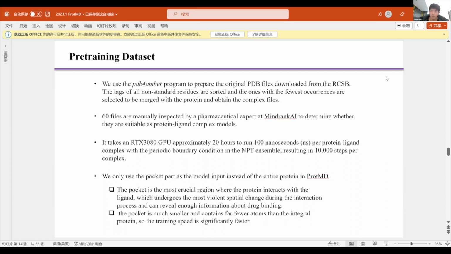entire protein in ProtMD. There are two major reasons. First is that the pocket is the most crucial region where the protein interacts with the ligand, and it undergoes the most violent spatial change during the interaction process, and it can reveal enough information about drug binding. Another reason is that the pocket is much smaller, and it contains far fewer atoms than the integral protein. So the pre-training speed is significantly faster.